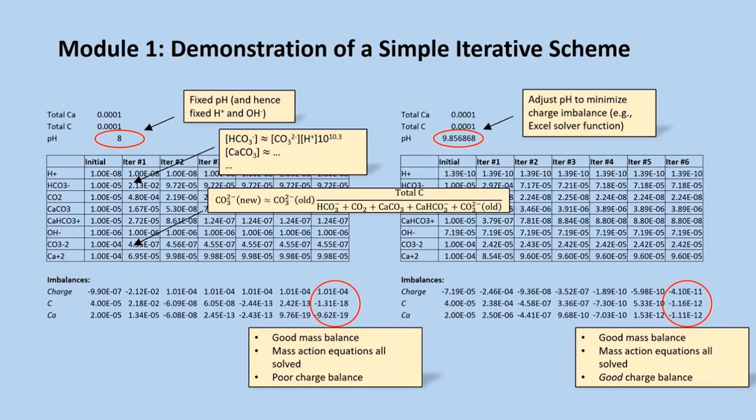The spreadsheet cells on the right use the same iterative model, but also use the Solver function in Excel to arrive at a pH estimate, which minimizes the charge balance error at the same time. You can download the carbonate equilibrium spreadsheet from the class materials and try this out yourself.